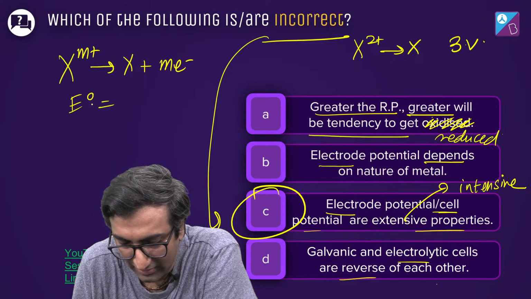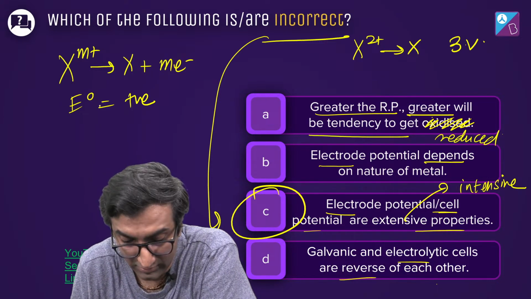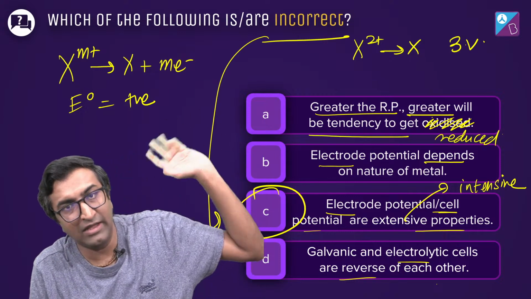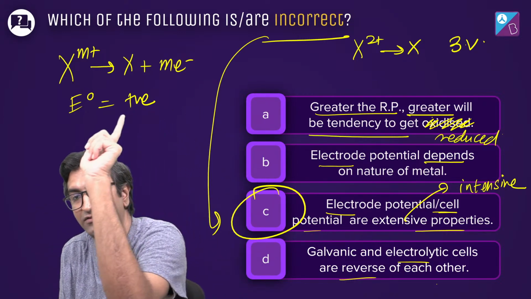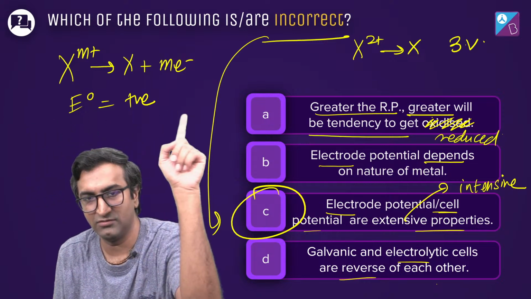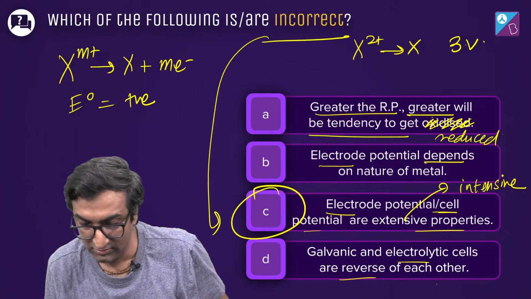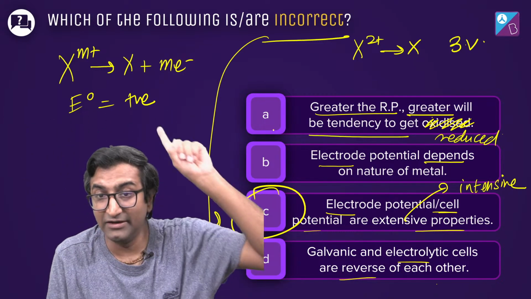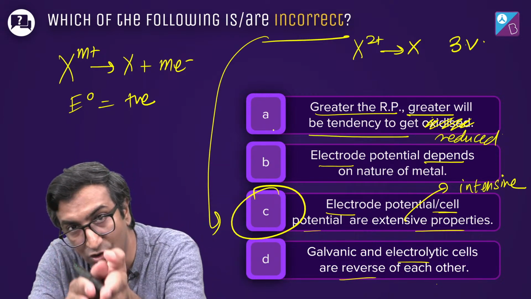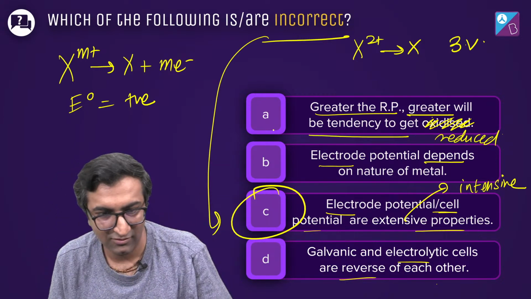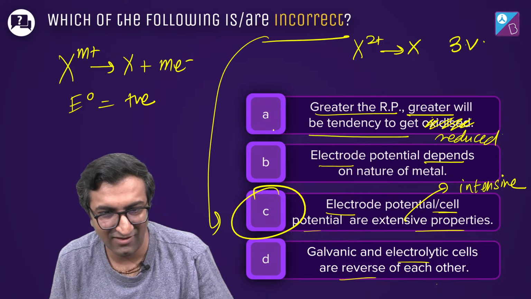E0 वैल्यू इसकी अगर पॉजिटिव हुई, बड़ी हुई, मतलब the forward reaction is spontaneous. Forward reaction क्या है? Forward reaction is reduction. Okay, it is ulta this way. It's reduction. Forward reaction is reduction. ठीक है? So greater the reduction potential, greater the tendency to get reduced. ठीक है? We good? है ना?